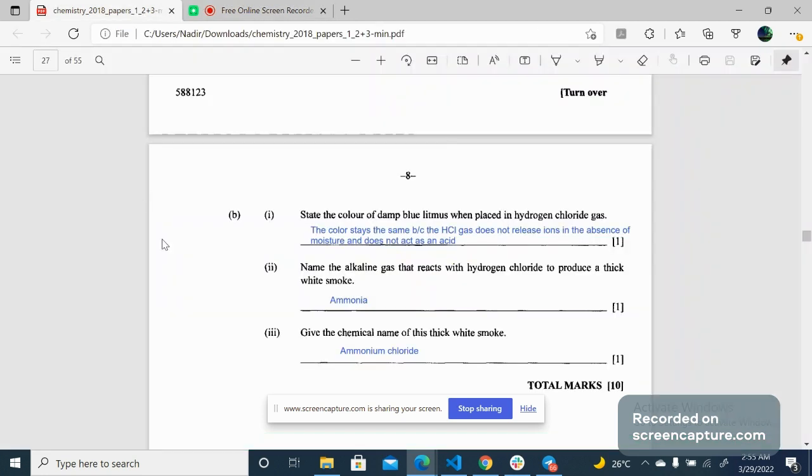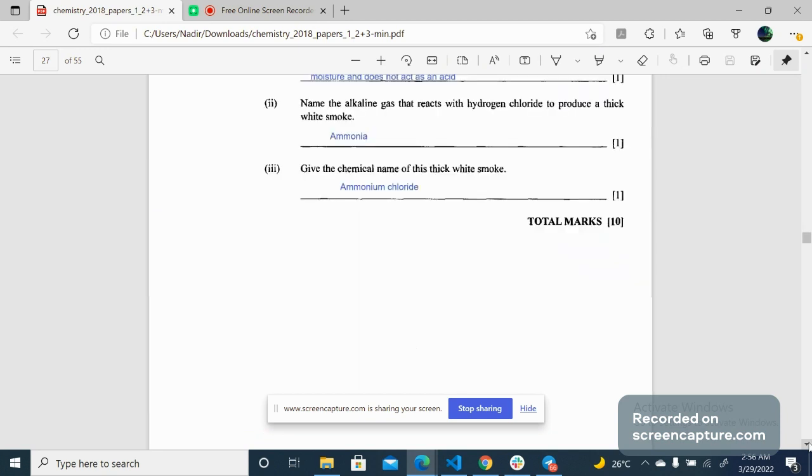We have been asked to name the alkaline gas that reacts with hydrogen chloride to produce thick white smoke. So it's ammonia. This ammonia is a gas which, when it reacts with hydrogen chloride, produces the thick smoke. This is the characteristic of ammonia, and it's classified as an alkaline gas. And then a related question follows. This thick white smoke has a certain name, and this is ammonium chloride. This is the chemical name of this compound.